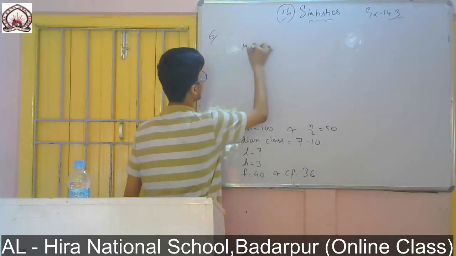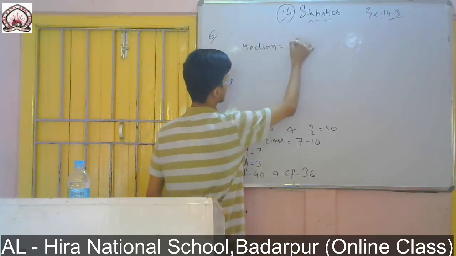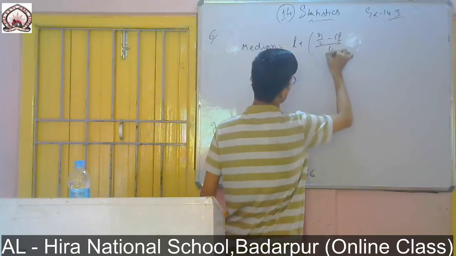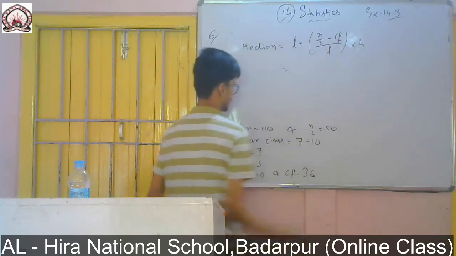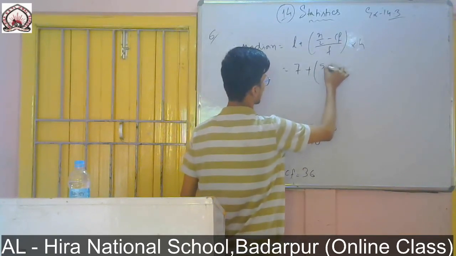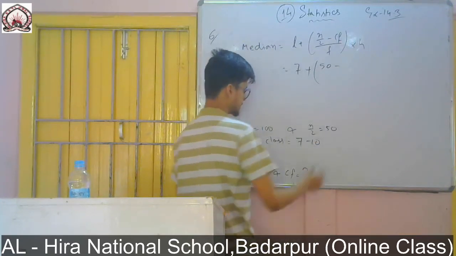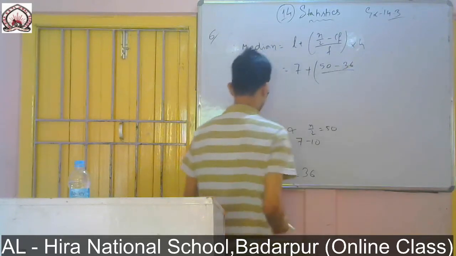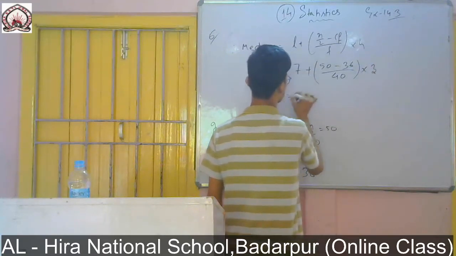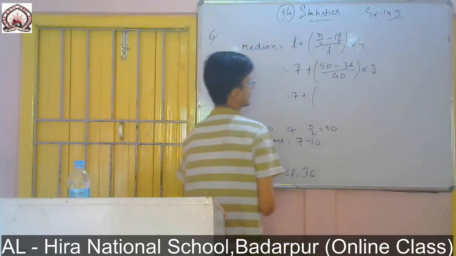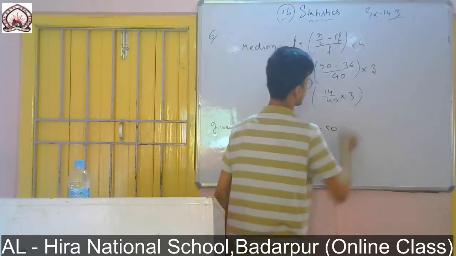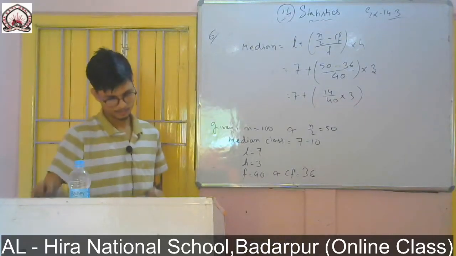Therefore, median is equal to L plus (n by 2 minus CF) by f, into h. The lower limit is 7, plus n by 2 which is 50, minus CF which is 36, divided by f which is 40, into height which is 3. So here 50 minus 36 is 14, so 14 by 40 into 3.